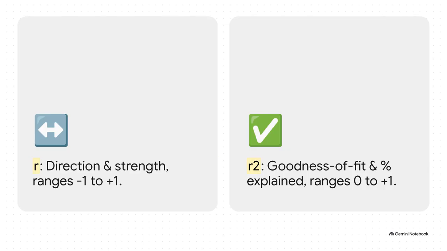Comparing these two side by side is an absolute must because board examiners love to mix them up in the multiple choice options. On the left, R is all about direction and strength, ranging from -1 to +1. On the right, r² is all about goodness of fit and the percentage explained, ranging strictly from 0 to +1. Keep these two perfectly distinct in your head.